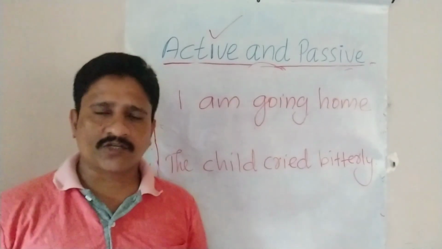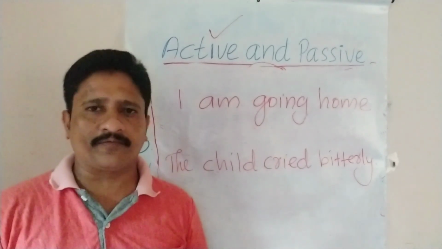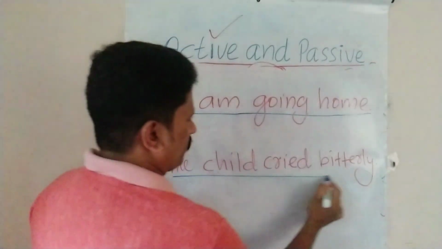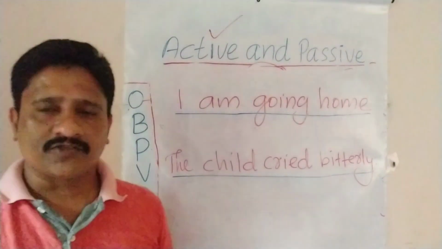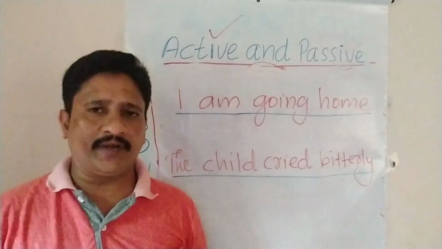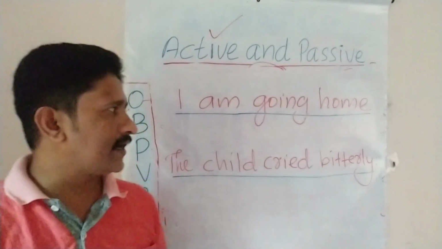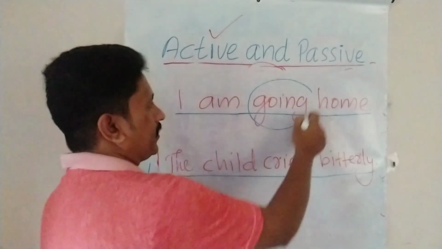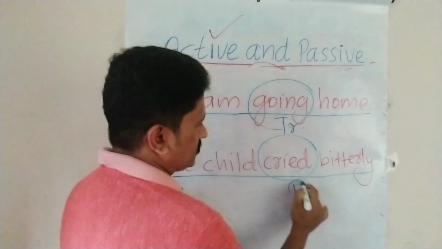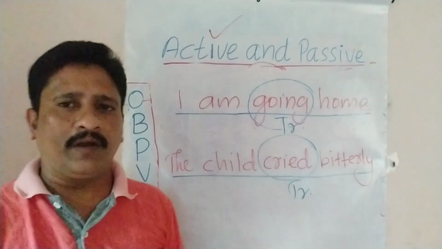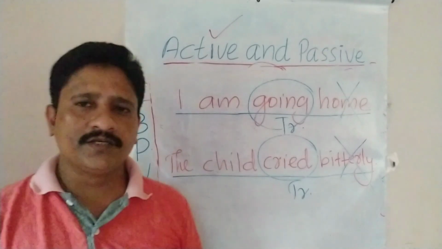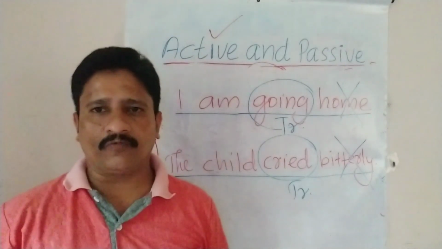Now, I told you that certain sentences do not have passive forms. For example, I'm going home. The child cried bitterly. Trying to change these active sentences into passive voice would be a great disaster, because in I'm going home, the verb going is an intransitive verb which is not followed by an object. So there is no object in the sentence, and therefore these sentences cannot have passive voice formation.